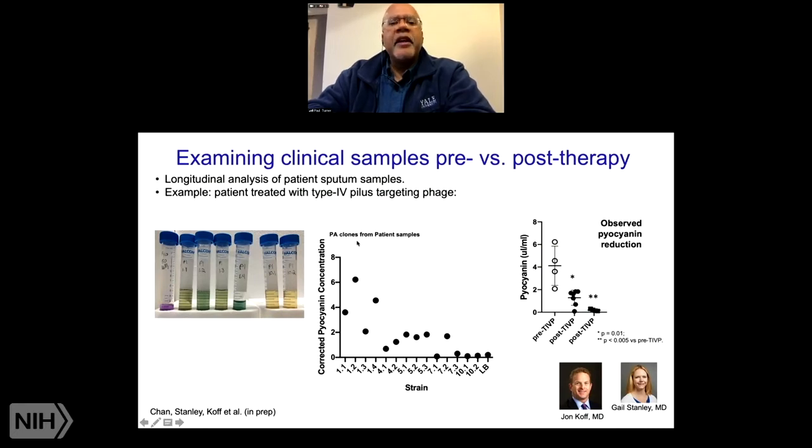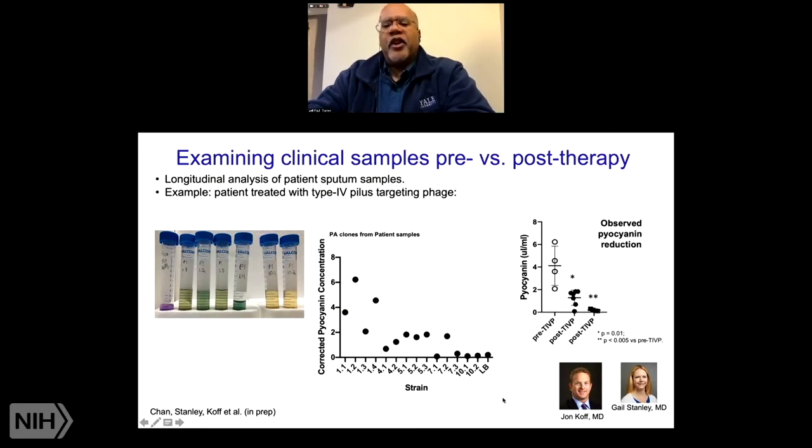Here, as we see Pseudomonas aeruginosa clones from a single patient taken over time, different time points, this pyocyanin production and the concentration in the media troughs out, as we would expect. And the observed pyocyanin reduction is statistically significant. Working with this, unfortunately, I'm forgetting to sometimes mention the folks who were the primary movers of the research, but you did see their names and pictures along the way.